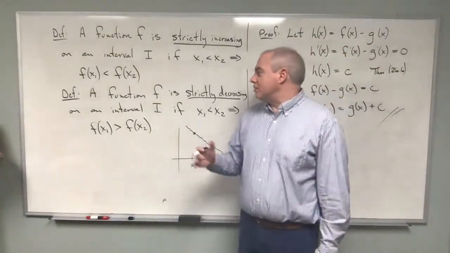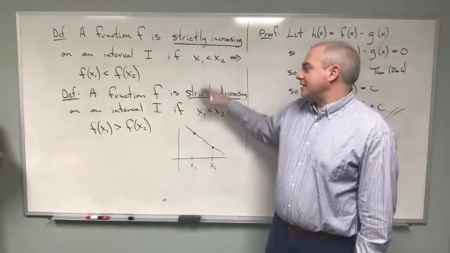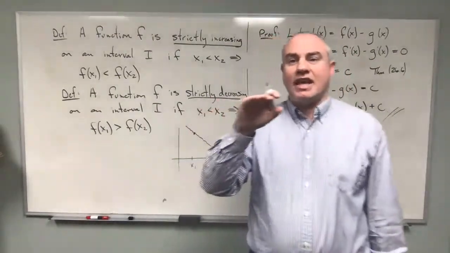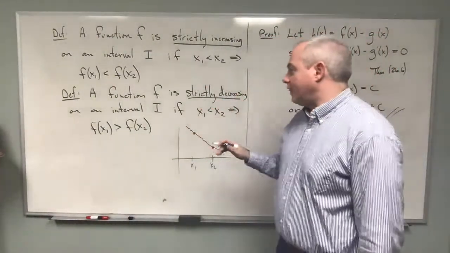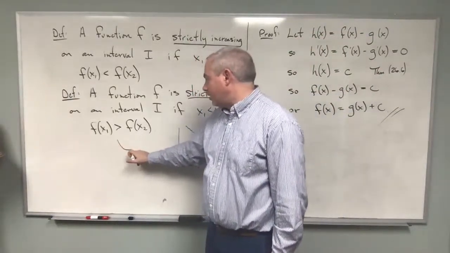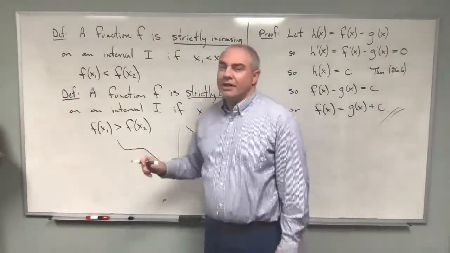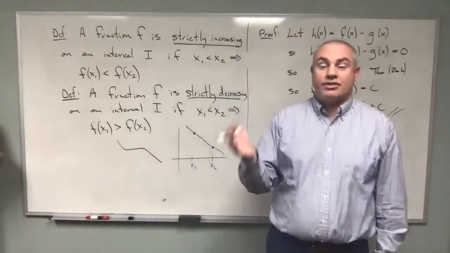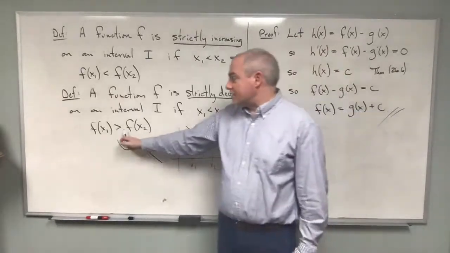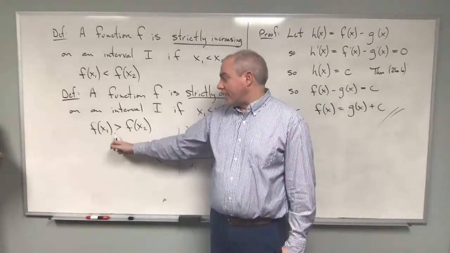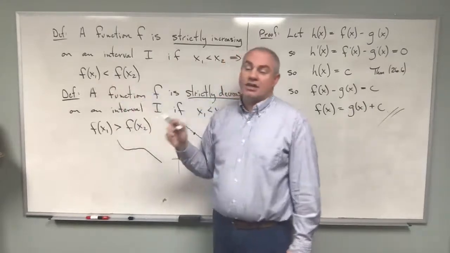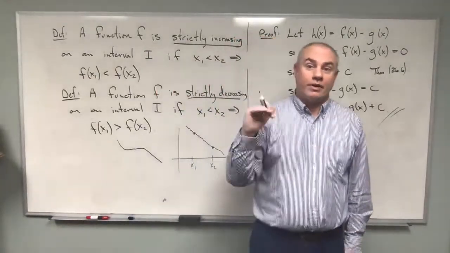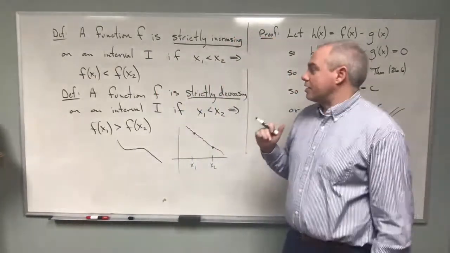Now, we're not going to use this as much right now, but we're adding this word strictly. And strictly basically means it doesn't stay flat for a while. So a function could kind of be going down, level out for a while, and then keep going down. That function, we would typically just say it's decreasing, but it's not strictly decreasing, because notice this is a hard greater than or a hard less than. It's not less than or equal to. And so strictly decreasing means it's always going down, strictly increasing, always going up.